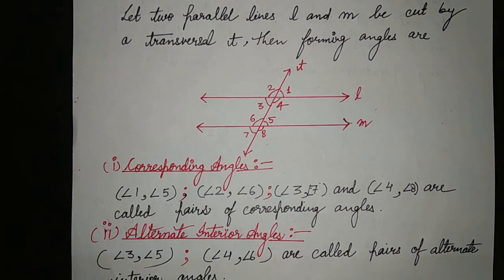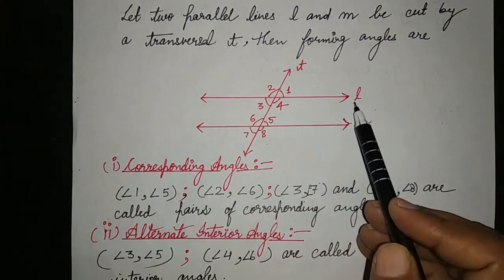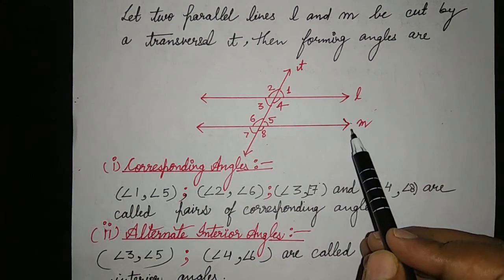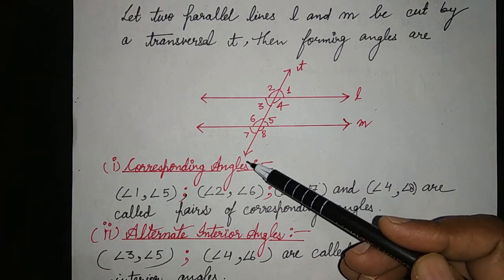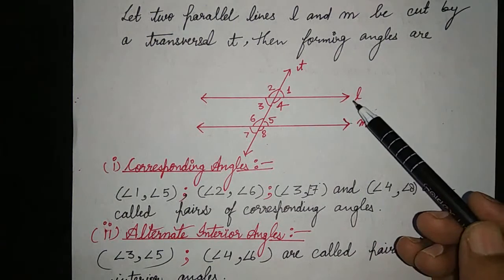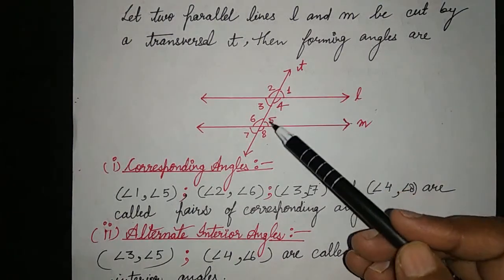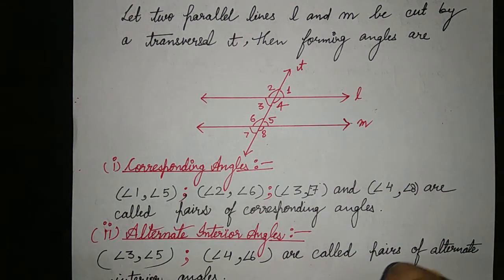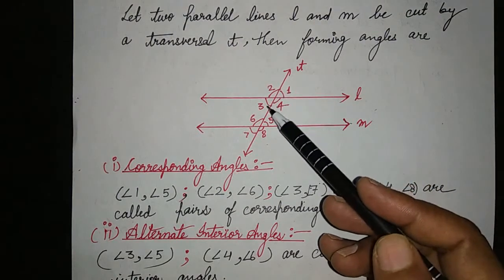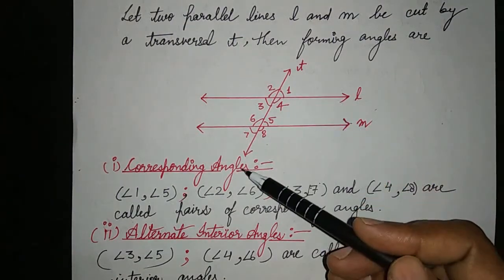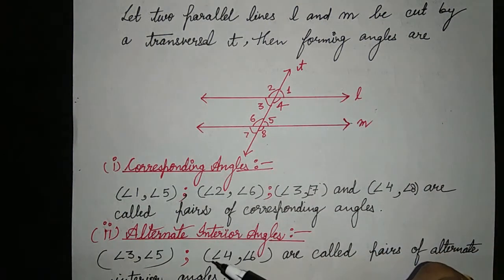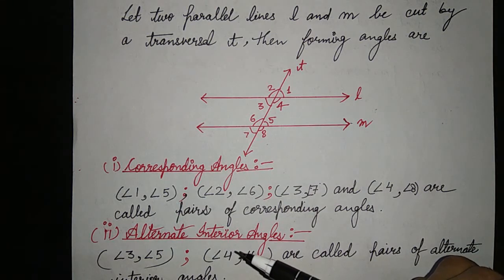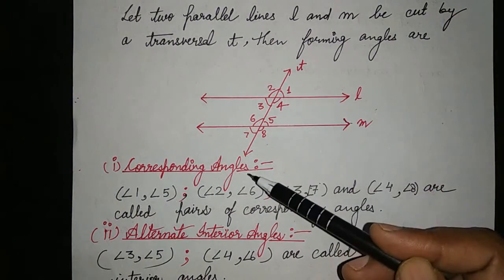Now students, see this figure. Here you can see line L is parallel to line M and line T is a transversal line which is intersecting lines L and M at these two points. Here you can see some angles are forming on the transversal line which is cutting these two parallel lines. Now I will tell you about the pairs of angles which are forming on the transversal line.